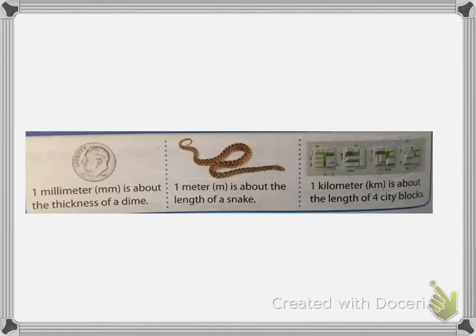Here are some examples of those units of measure. The thickness of a dime would be measured in millimeters. That's very tiny. And the length of this snake, how long it is, is about 1 meter long. And if we were to go to New York City and go 4 different city blocks, the measure of that would be about 1 kilometer. So that is pretty long.